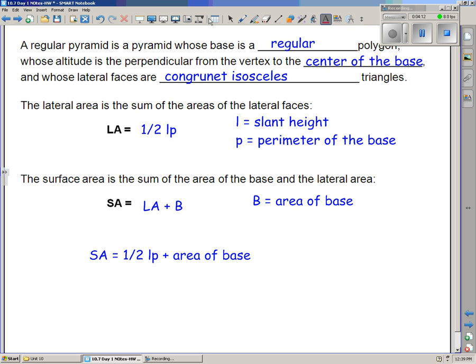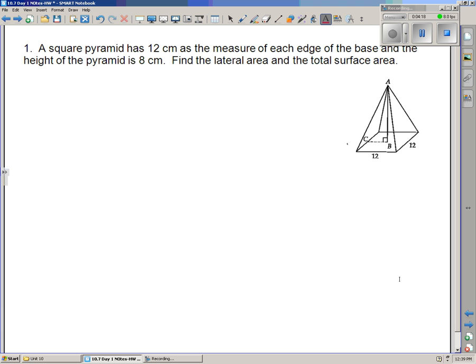So let's see what we can do in terms of some of these math problems. Let's hope the smartboard cooperates. Okay, we've got a square pyramid, and the measure of each edge of the base is 12 centimeters, and the height of the pyramid is 8 centimeters. Find the lateral area and the total surface area. If we take a look at this particular square pyramid, we see we've got 12 here by 12 here. It tells you that the height of the pyramid is 8, so AB happens to be 8. What we don't have, though, is the height of one of the sides of the triangles. We don't happen to have this slant height. That we don't know. So we're going to eventually have to figure that out.